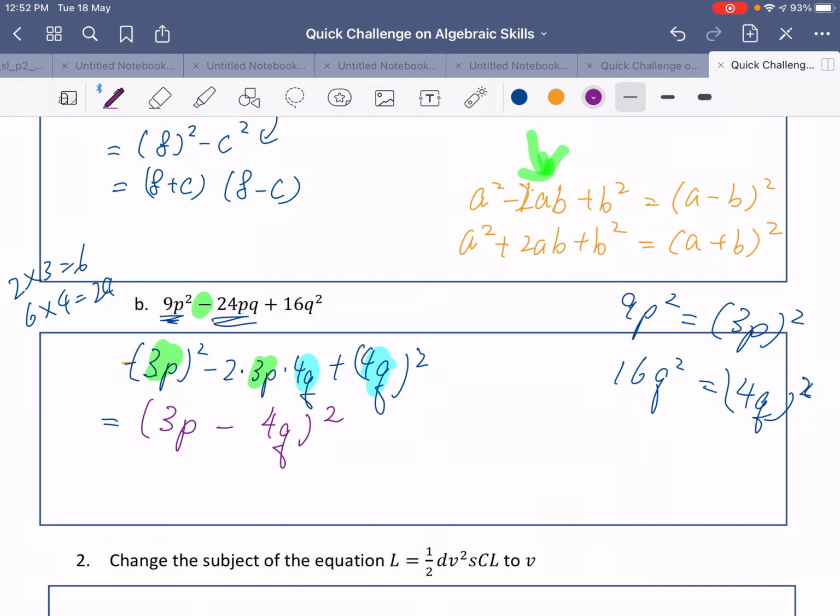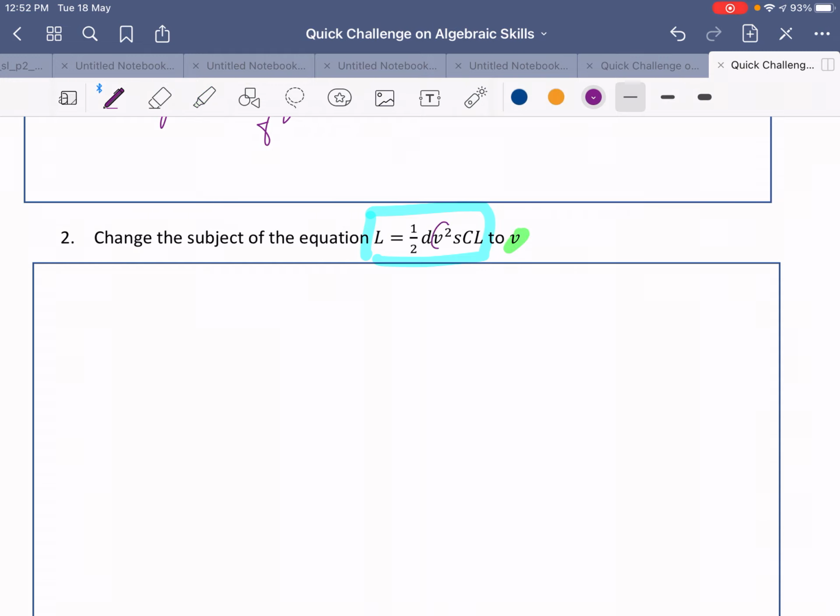Another question here is changing the subject. We have a question here, and we need to be clear what we want. We want v, which is right here. So what we do is isolate it and do it bit by bit. So, copying the question. All right, I will be handling the D and SCL first because it's multiplied. I put it to the other side and it becomes divide. D first. There's no particular order, just personal preference.